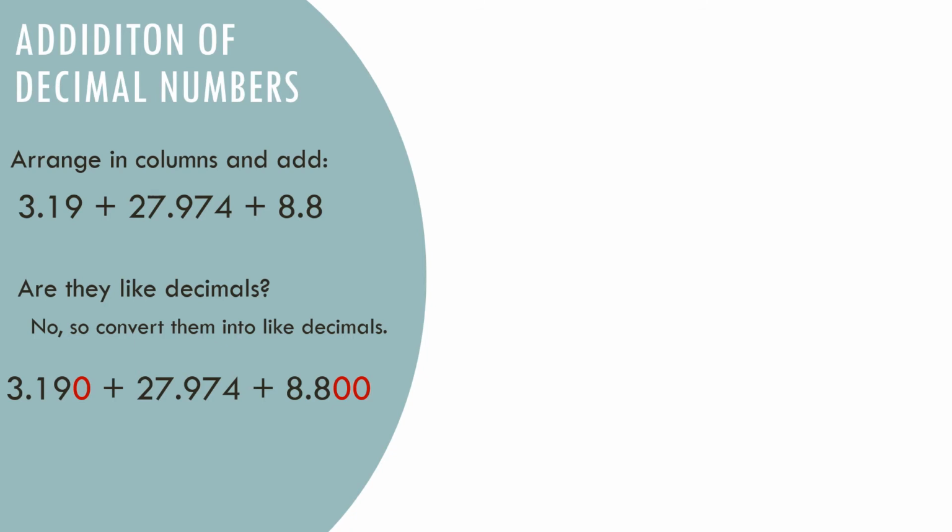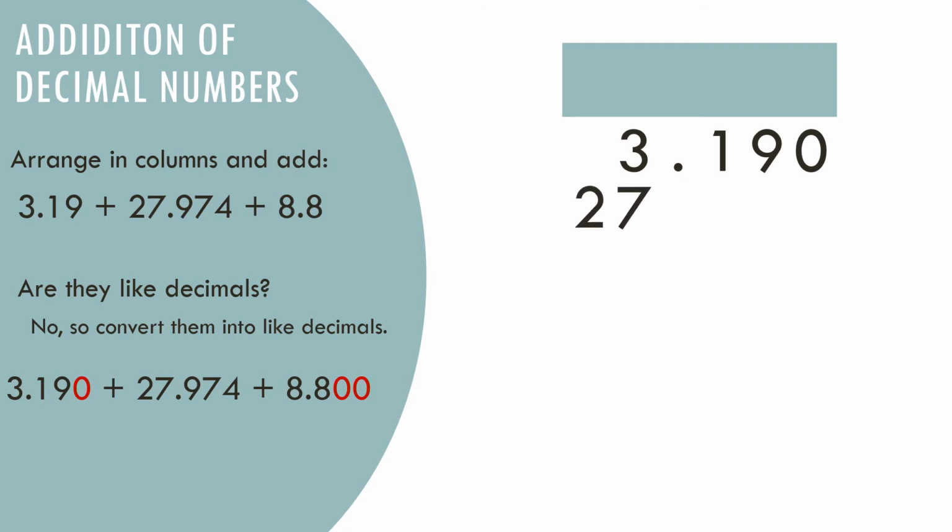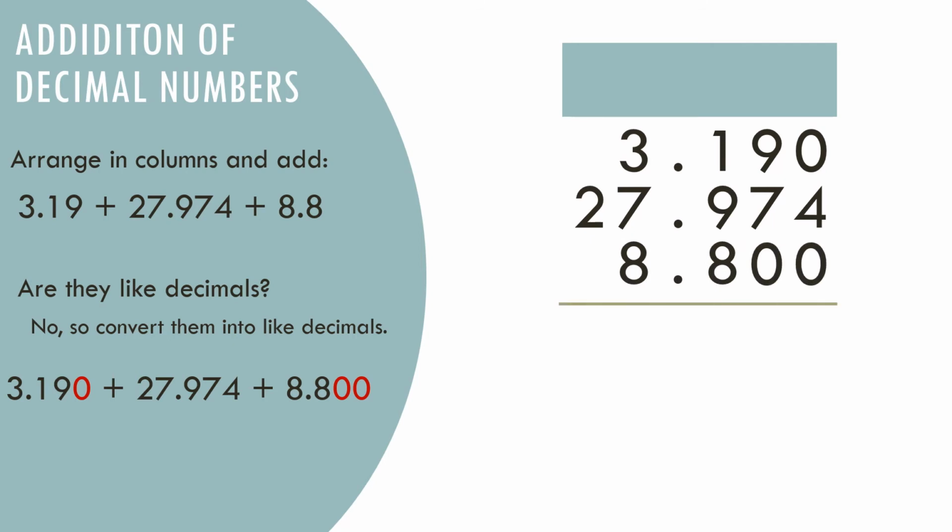So let's start adding these 3 numbers together. First, make a carry-on box. Then arrange the digits in place value columns. The decimal points should come one below the other in the column. Write 3.190, then 27.974, then write 8.800. Now we draw a line so our answer can go below, and we write a plus sign on the left to show that we are adding. As usual, we start our addition from the right.